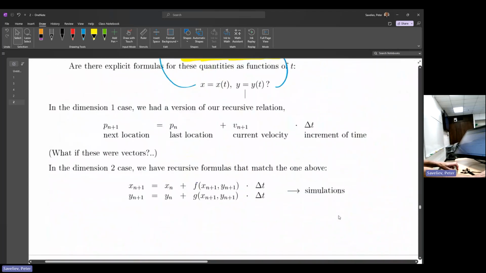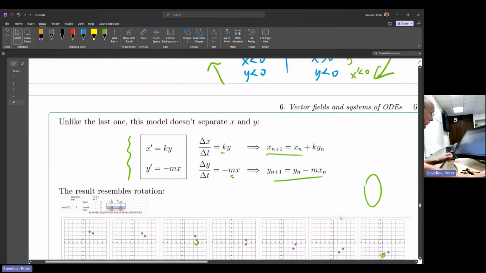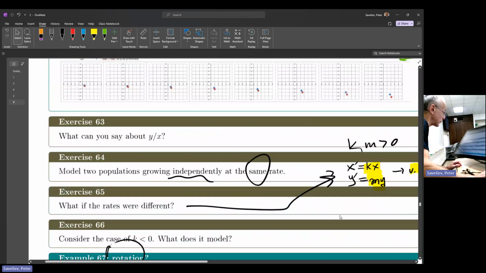Okay, so recursive formulas: there are two recursive formulas, just as we saw over here. I don't have the table here, unfortunately.